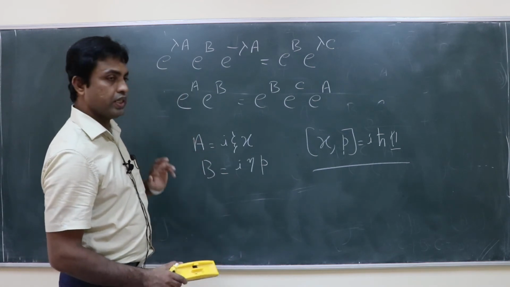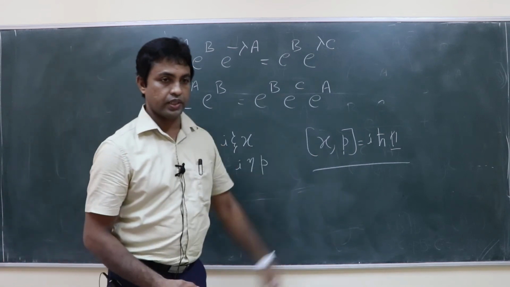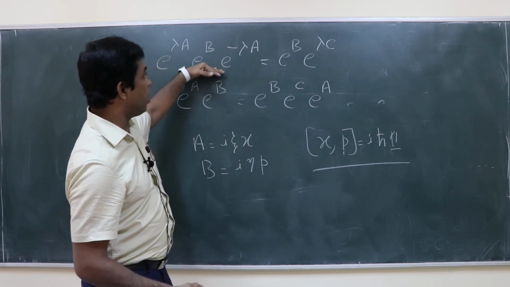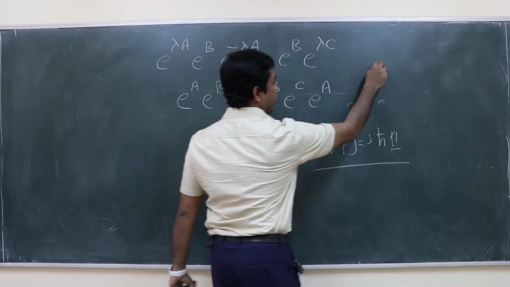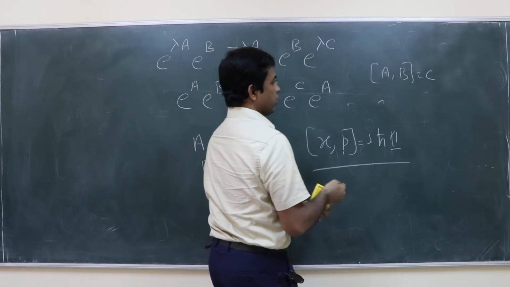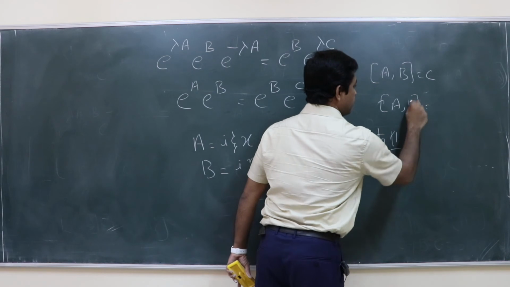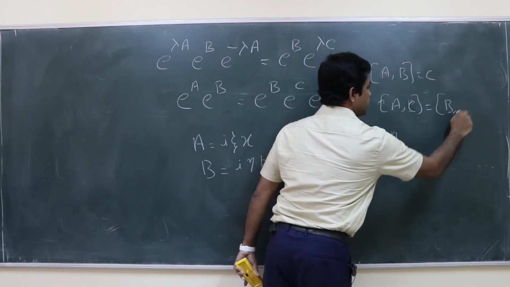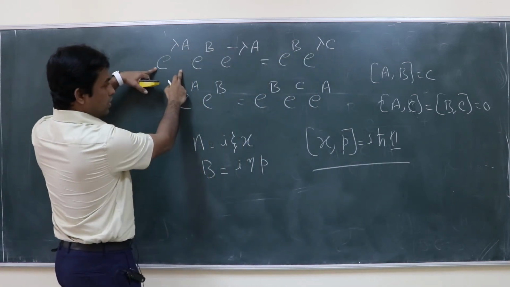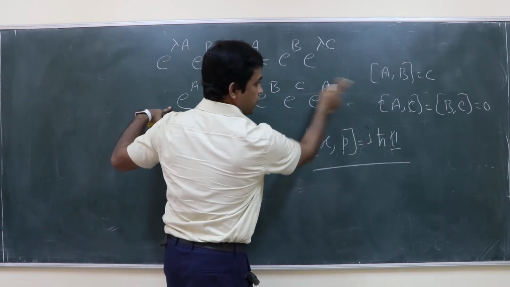Instead of a you substitute this, instead of b you substitute this, and you tell me what you get on the right hand side. With this commutation relation you can apply this formula, because you got this formula when the commutator of a with b is some c, and the commutator of a with c is equal to the commutator of b with c, equal to 0. So you got this formula with these conditions, otherwise it is not correct.